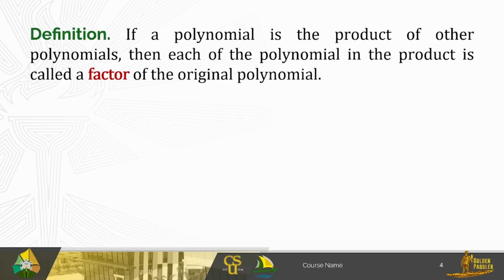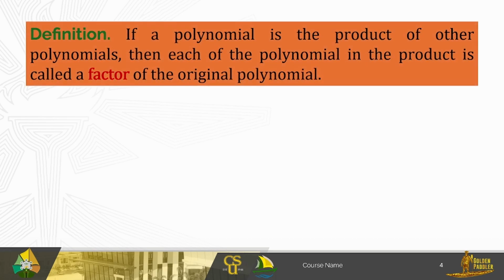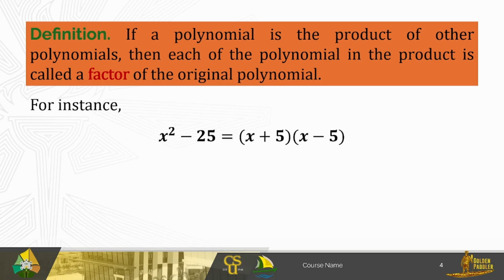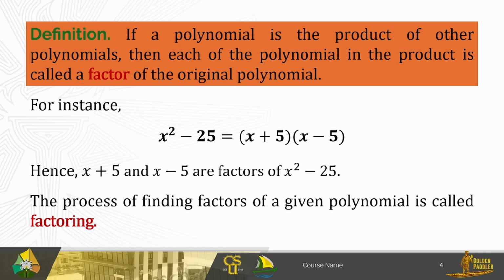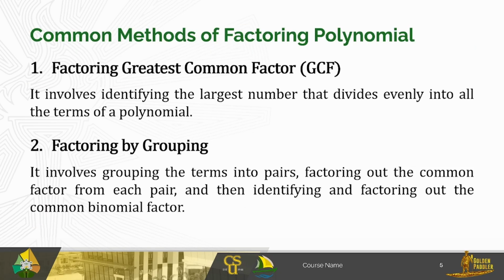Without further ado, let us begin with this definition. If a polynomial is the product of other polynomials, then each of the polynomials in the product is called a factor of the original polynomial. For instance, x squared minus 25 can be factored to (x plus 5) times (x minus 5). Hence, x plus 5 and x minus 5 are factors of x squared minus 25. The process of finding factors of a given polynomial is called factoring.